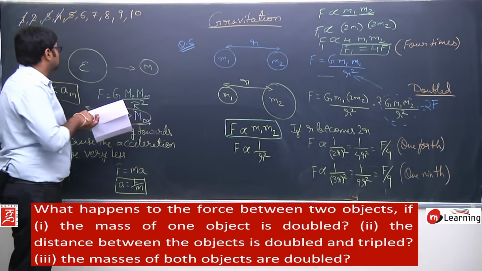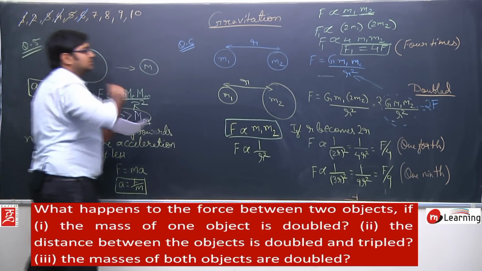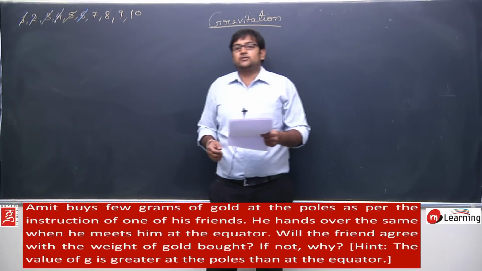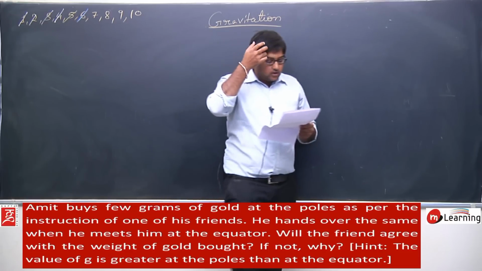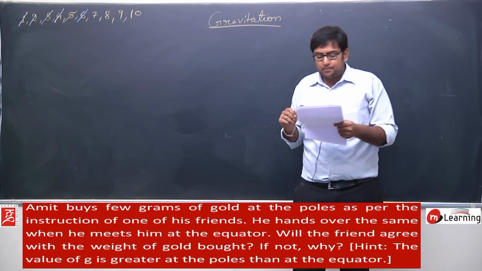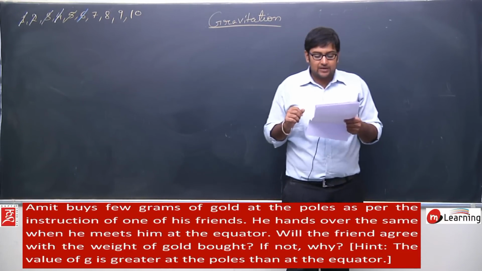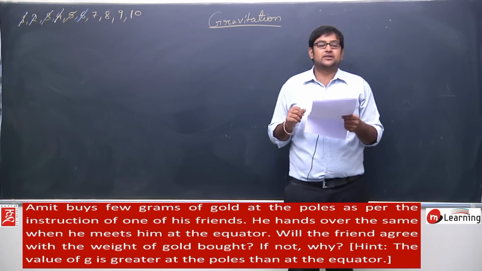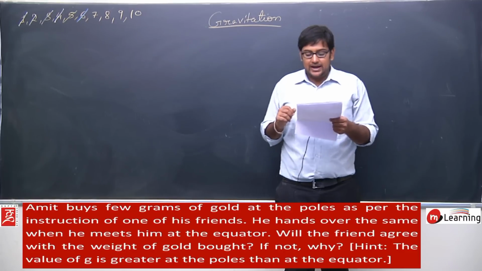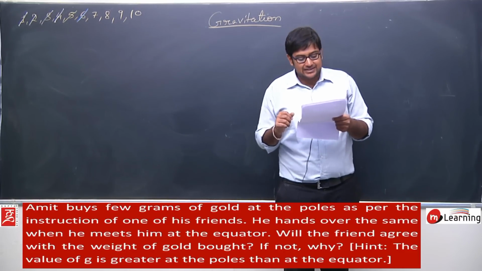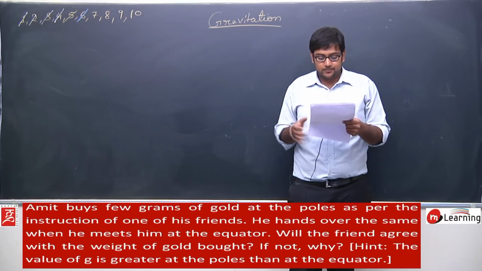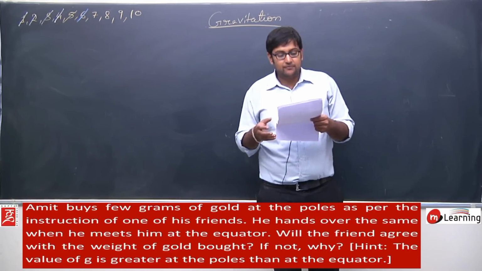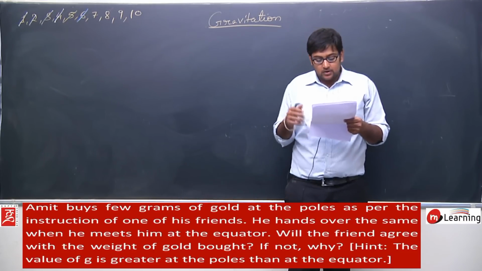So this was question number 6. Please note this. Let's solve question number 7 now. The question says, Amit buys a few grams of gold at the poles as per the instruction of one of his friends. He hands over the same when he meets him at the equator. Will the friend agree with the weight of the gold bought? If not, then why?